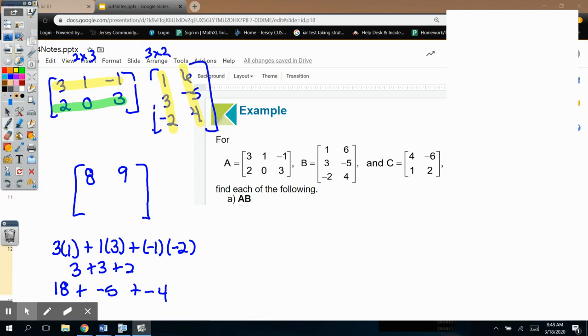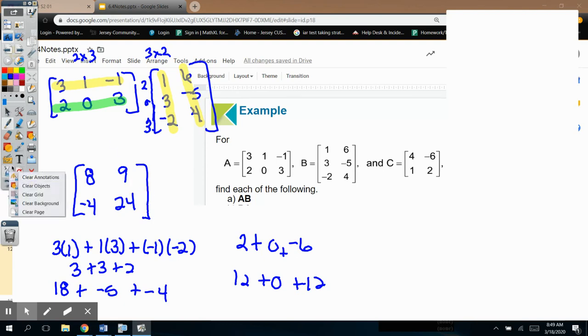Okay, so now you picture this 203 coming over. Okay, so I have the 2 times the 1, the 0 times the 3, and the 3 times the -2, which is -4 in this spot. The 2 times the 6, the 0 times the -5, and the 3 times the 4. So that's 24. Okay, so that is the answer.